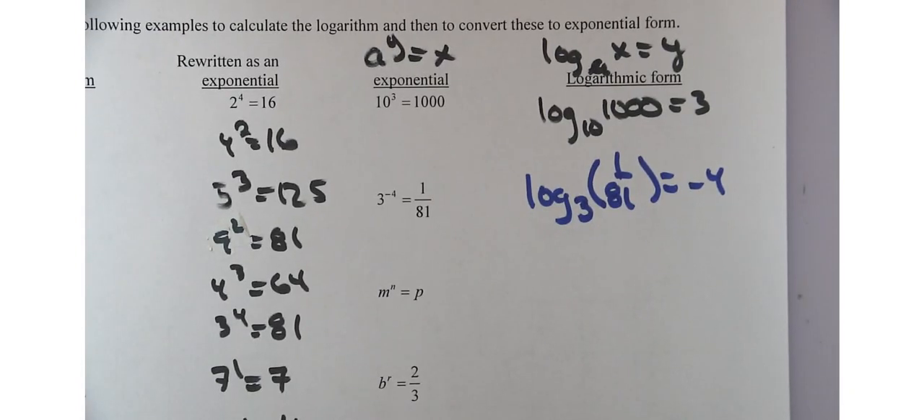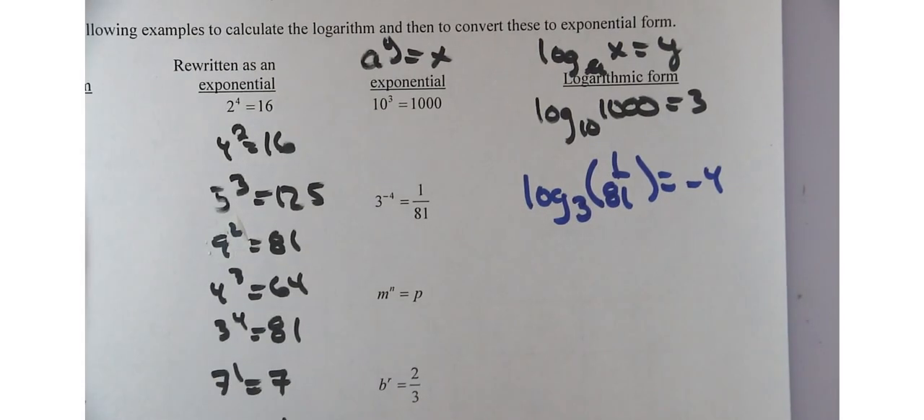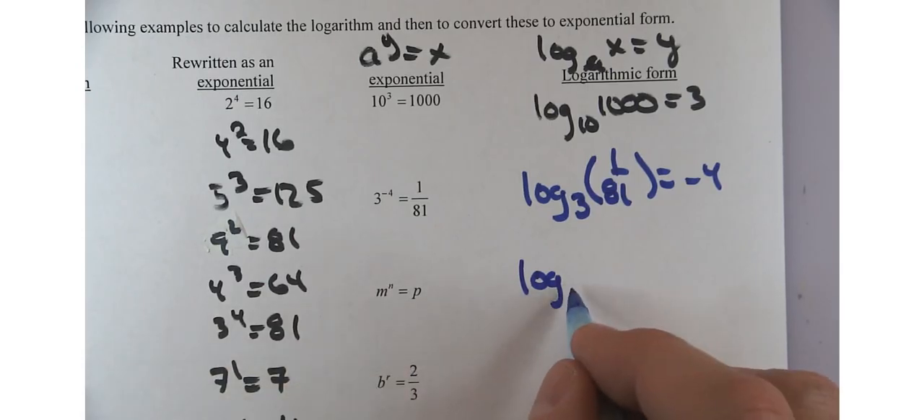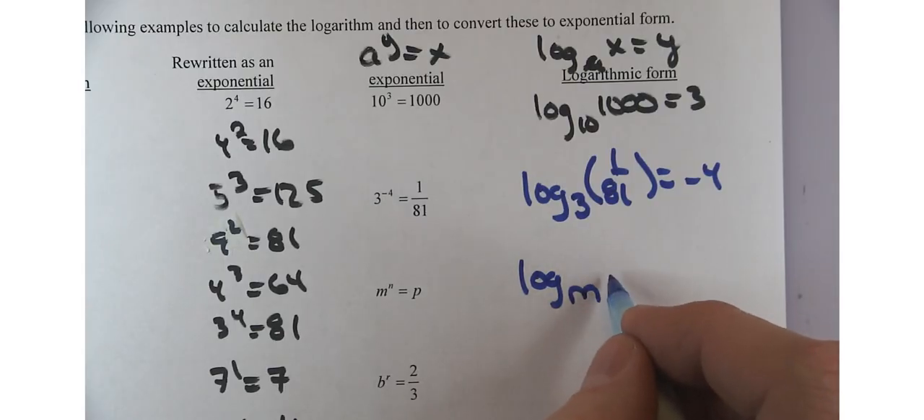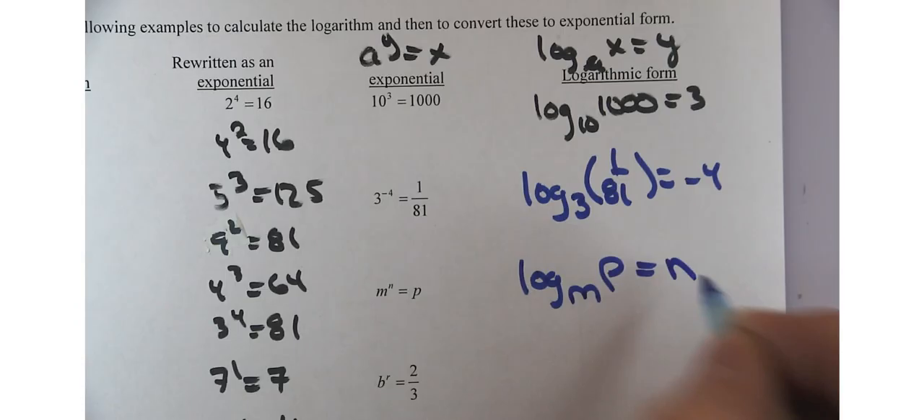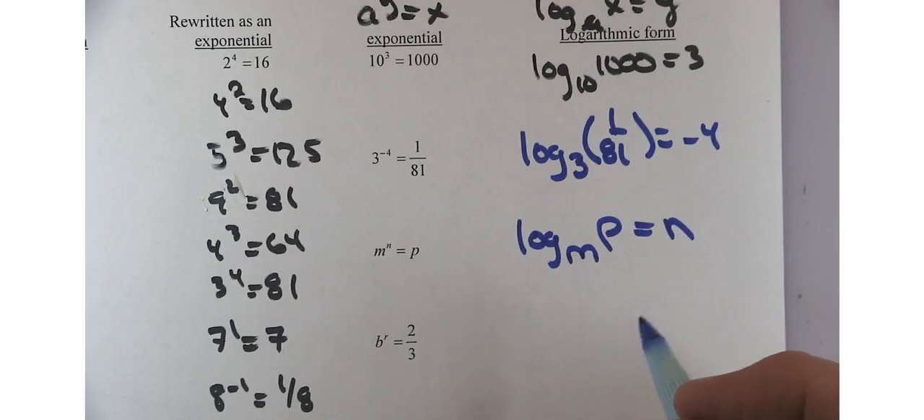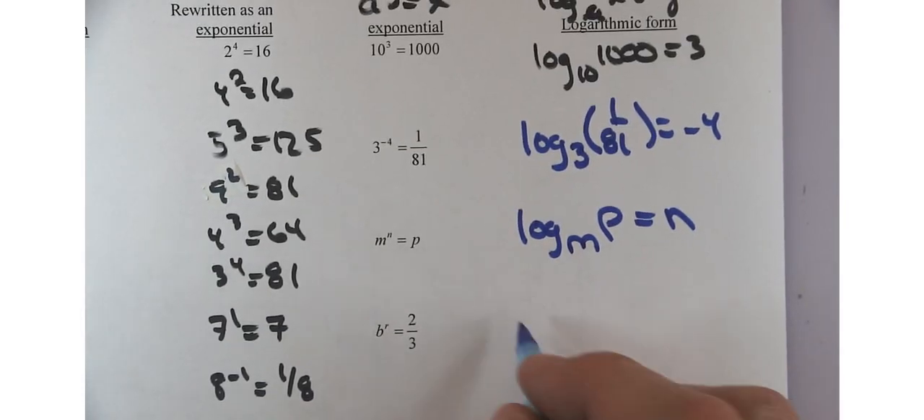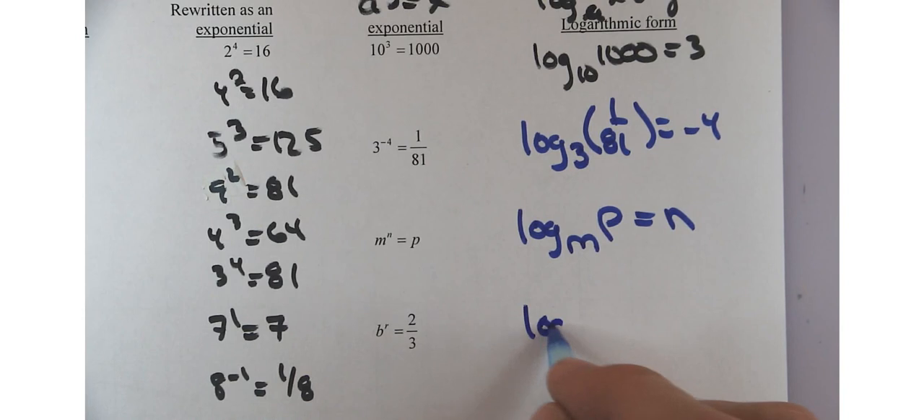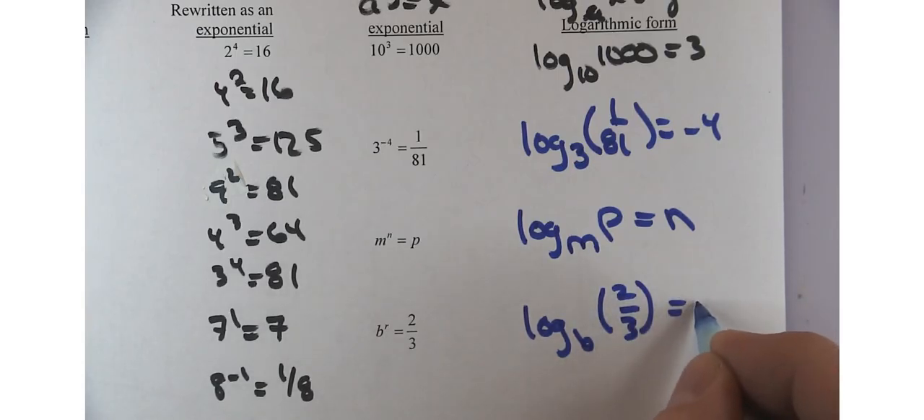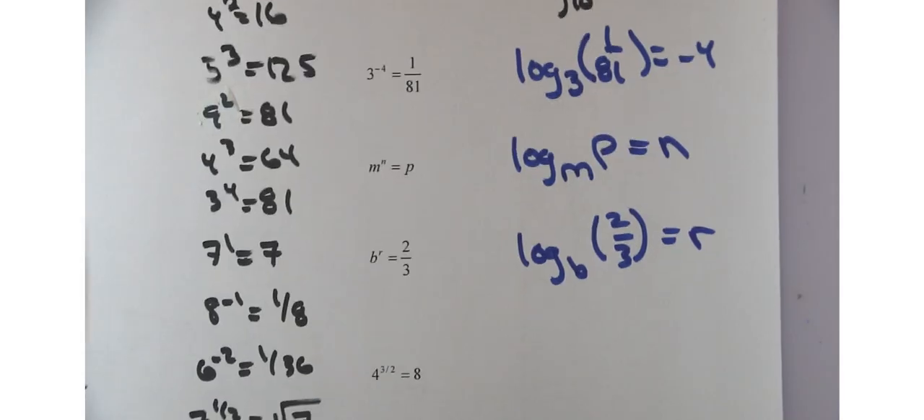How about the next one? Brandon, maybe you can help me out. What base logarithm should I take here? Log base m of perfect. Log base m of p equals n. And we'll do a couple more here. So, Olivia, how about the next one? Log base b of 2/3 equals r. Perfect. And I'll do the last one here.